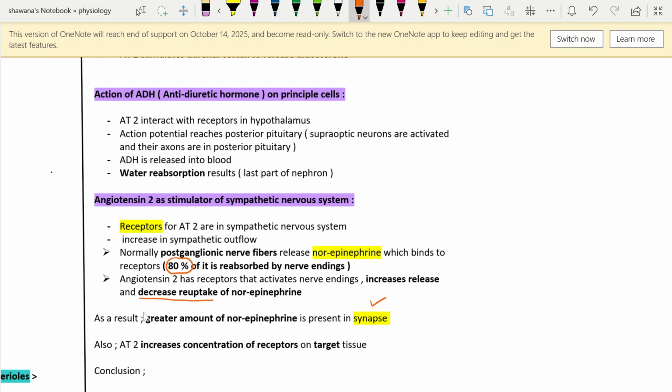The second thing, angiotensin 2 increases the receptors on the target tissue. It means that, for example, this is a target tissue and it has two receptors for the norepinephrine, right? But under the influence of angiotensin 2, the concentration of receptors is going to increase. It means that it will become 4 or it will become 5, it will become 6. So the effect of the norepinephrine and epinephrine is going to be increased under the effect of angiotensin 2.